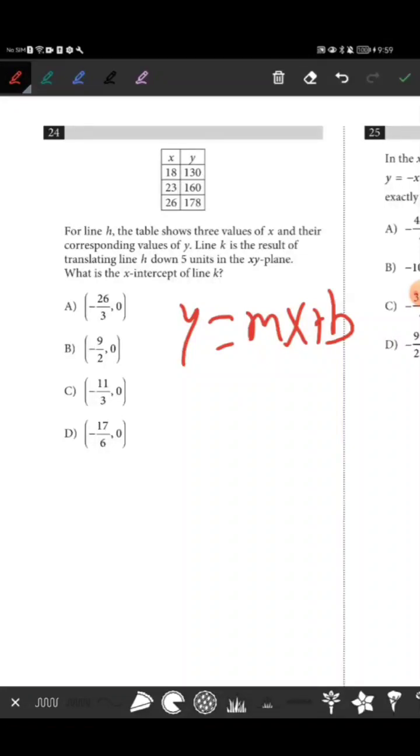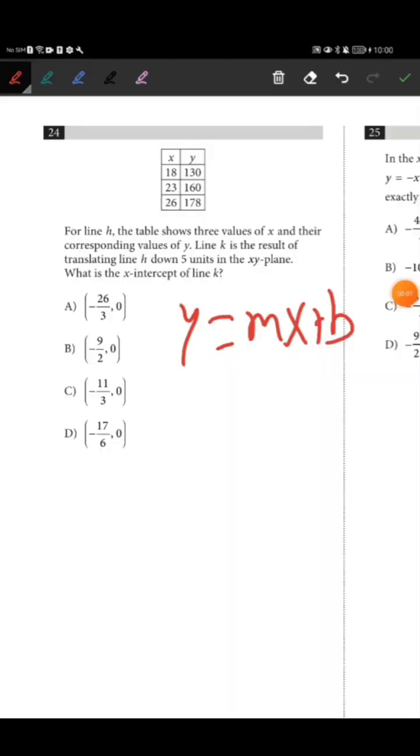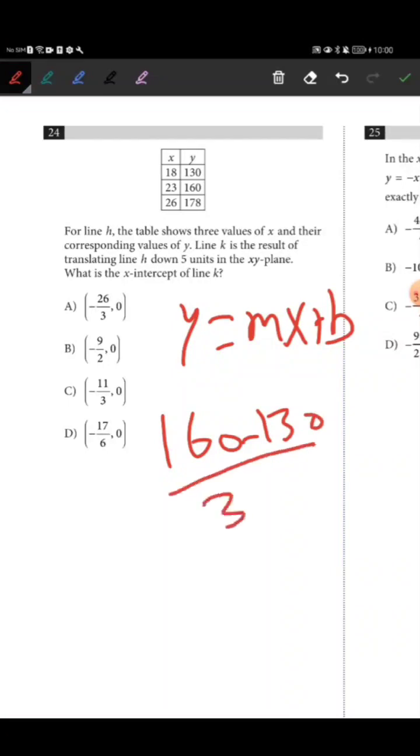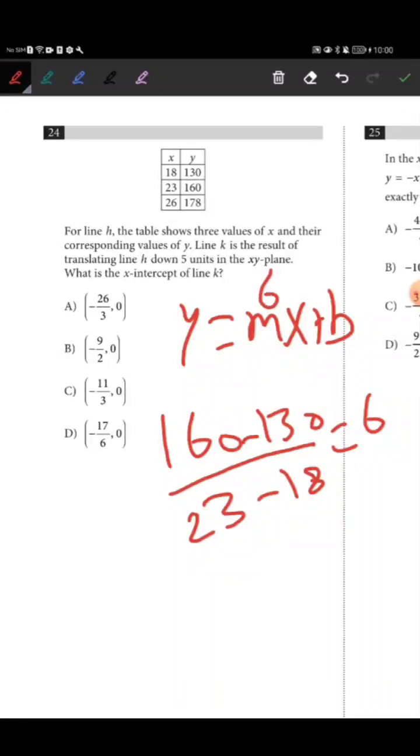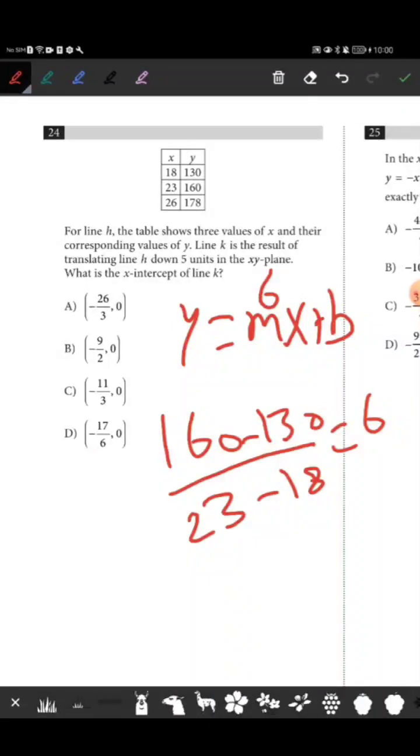So therefore we can calculate the slope. We can do y2 minus y1 over x2 minus x1. So 160 minus 130 over 23 minus 18. And this is going to get us 6 by the calculator. So substituting 6 for m in the equation y equals mx plus b, m equals 6. So now we need to find the y-intercept.